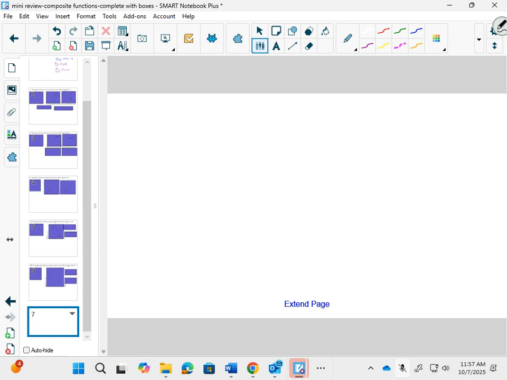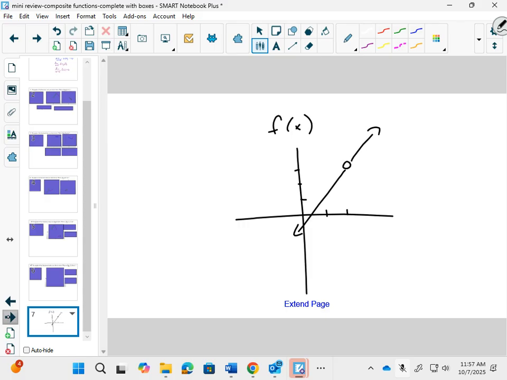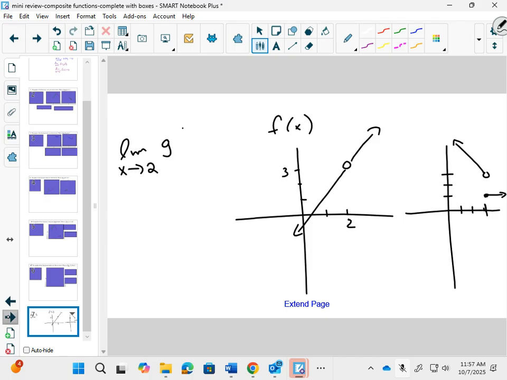We have time? Yes. Here's my f of x graph. I'm going to put a hole at 2, 3. Okay. And here is my g of x graph. And I want to figure out the limit as x goes to 2 of g of f of x. Okay?